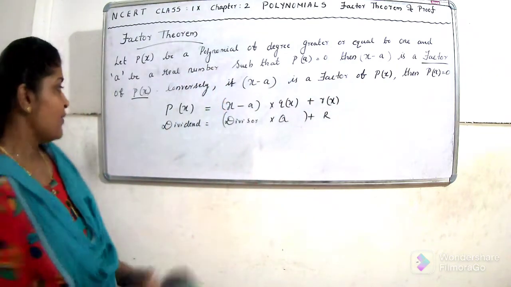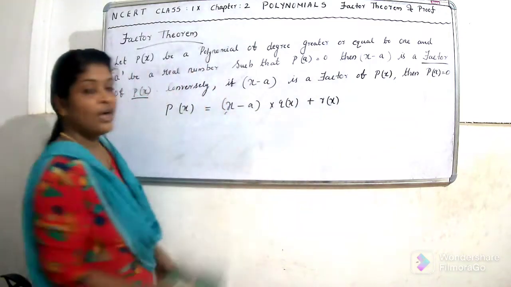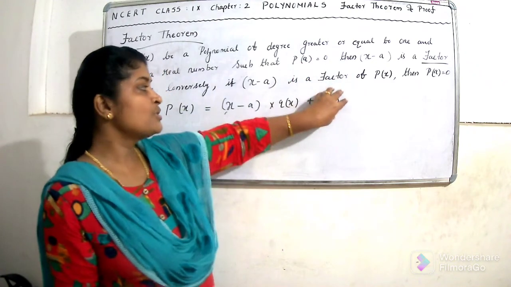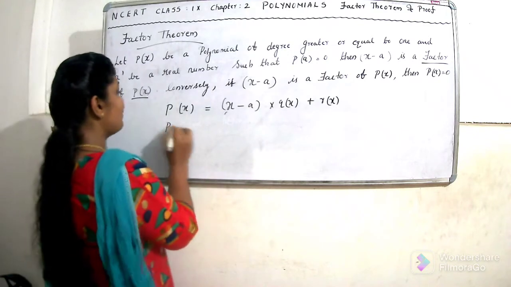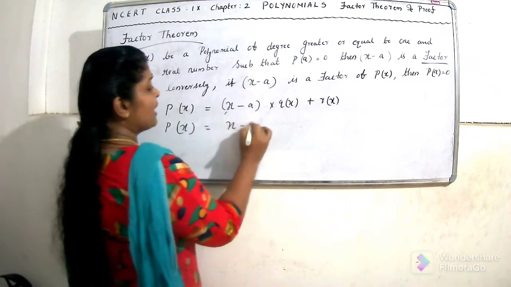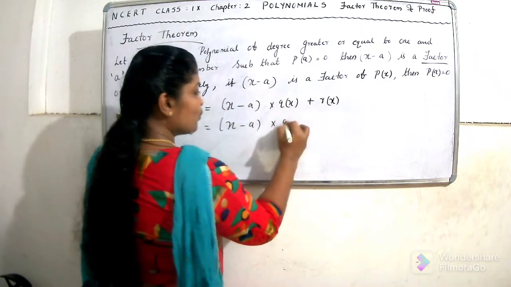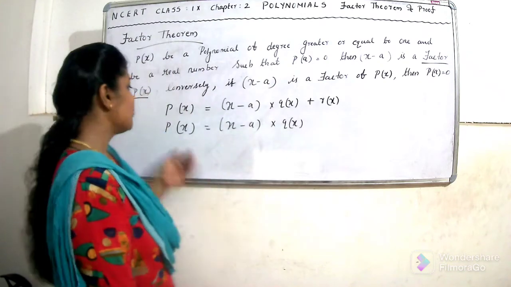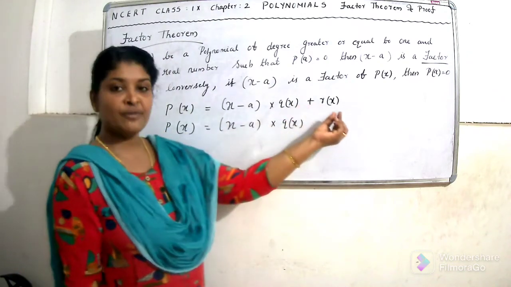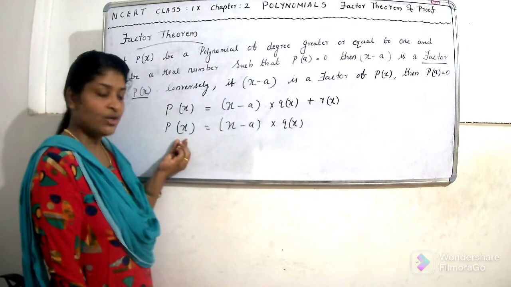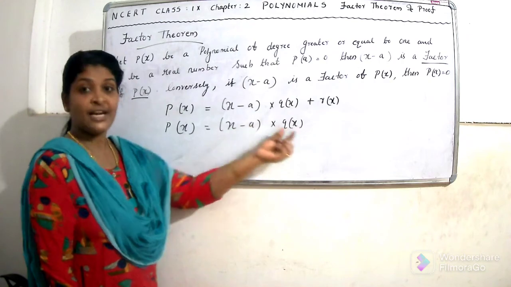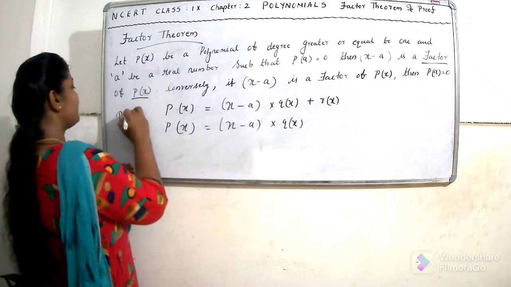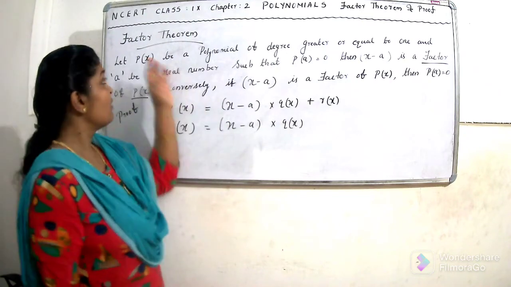Now here P of a equals 0. P of a is the remainder, so the remainder is 0. So this term is completely 0. So P of x equals x minus a into q of x. This term we need not write, because it is completely 0. So when the remainder is 0, the dividend is equal to the product of divisor and quotient. That is what we got here. Actually this is the proof for the factor theorem.